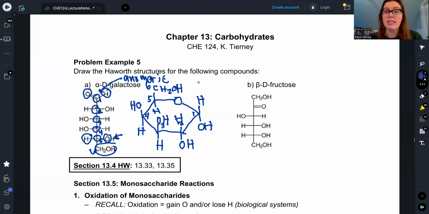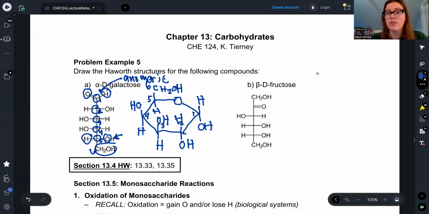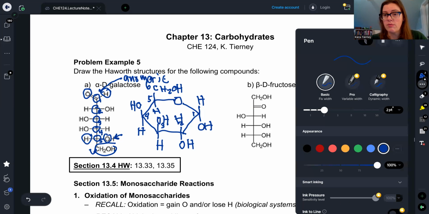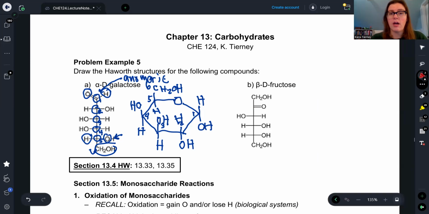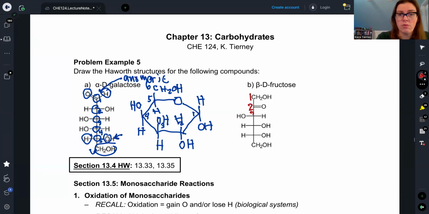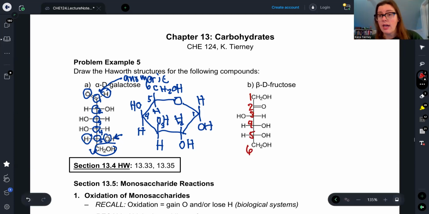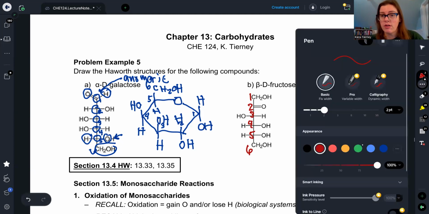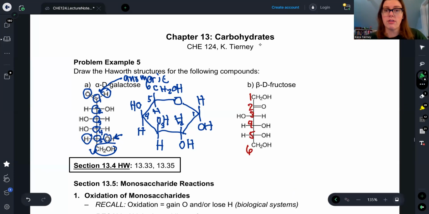Let's look at beta D fructose. So beta D fructose, we're going to start off the same way. So I'm going to actually change my color of pen for numbering to red. And we're going to number the same way we did, just top to bottom, 1, 2, 3, 4, 5, 6. All right. Now, once again, I'm going to take one more different color. I'm going to take advantage of all these colors.